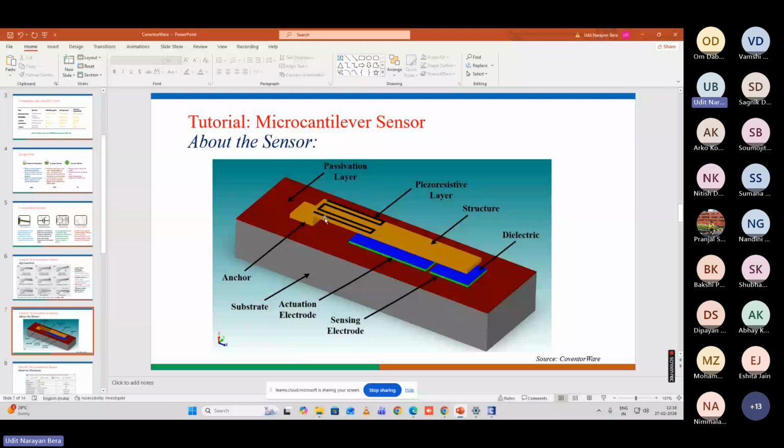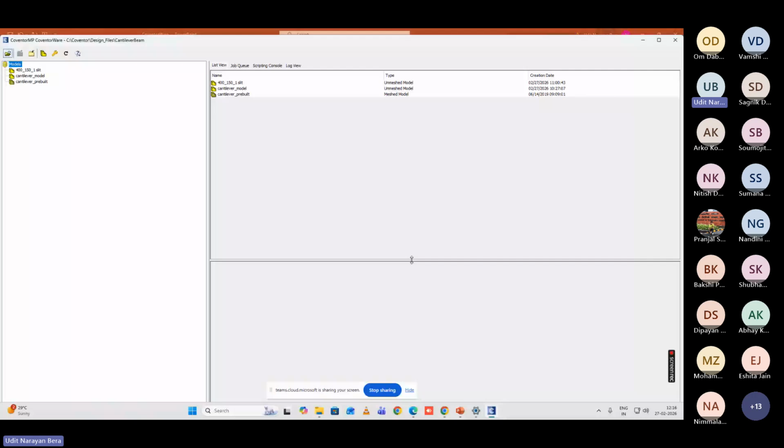Now, how to make this? Let's do it in the software itself. So I'm opening the CoventorWare software. I hope you can see the screen. So this is the screen. If you have any doubt or question, you can ask me. This is the typical screen of CoventorWare, where I'm going to show you how to build that sensor, how to make the analysis, how to check the result, how to apply pressure and everything. One by one, I'm going to show you here. So now let's get started.